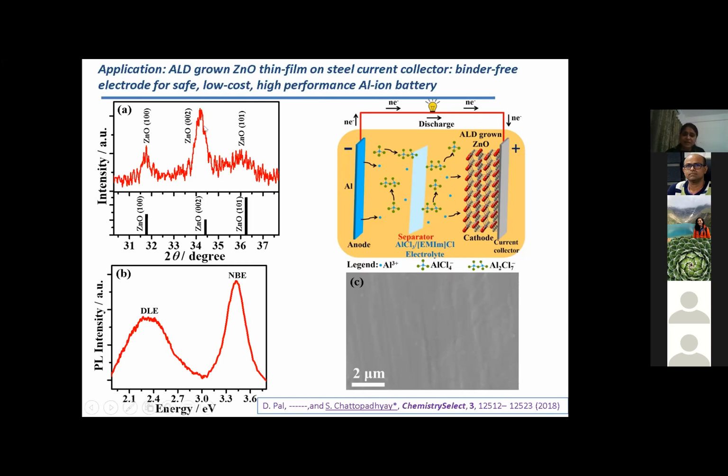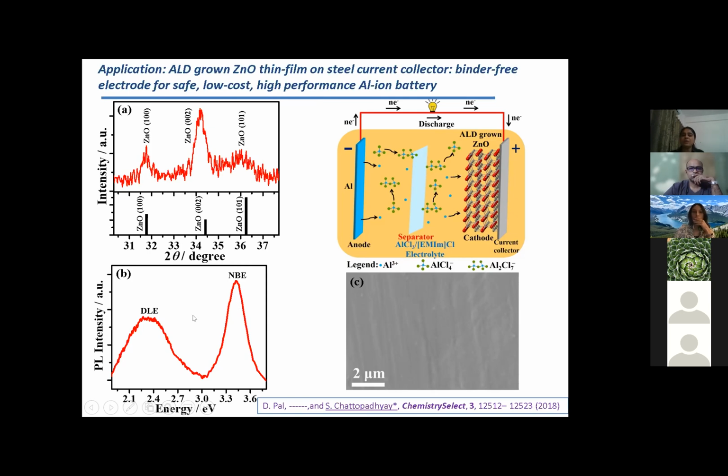Then we saw from X-ray diffraction that it is a textured material. We have shown it schematically, of course, as the ideal situation. Zinc oxide serves as the cathode, with aluminum as the anode, and a standard separator for the aluminum-ion battery. Then you can see the effect of the deposition of the ALD-grown zinc oxide here, which we have shown is textured.